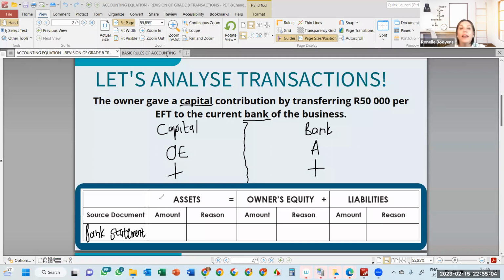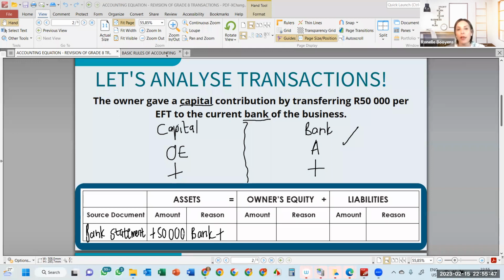Correct. Right. Now, we're analyzing according to the 3 elements of the accounting equation. Were any assets affected by this transaction? Indeed, because bank is an asset account. What happened to the business's assets, to the business's bank asset? It increased, and now you need to use the symbols, plus or minus. The business's assets increased with 50,000 Rand. Why did it increase? Now you need to give a reason. The money in the business's bank account increased.